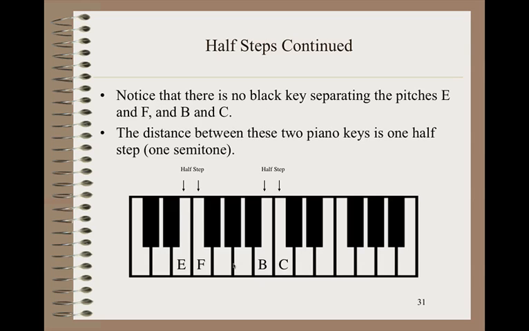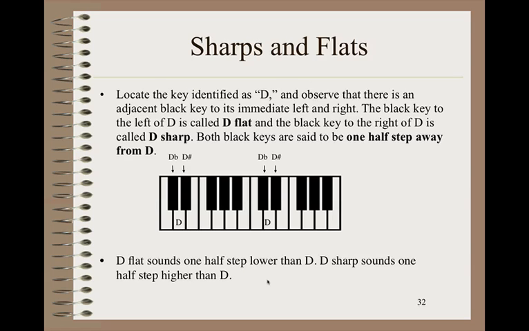Now what's also interesting about the piano keyboard is that there are two other places on the piano keyboard between the two white keys of E and F and B and C that also are considered half steps. So here's E and F. And here's B and C. So those are also half steps.